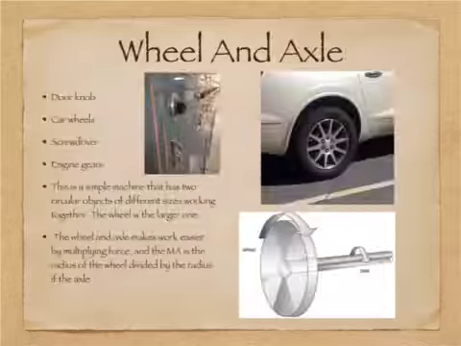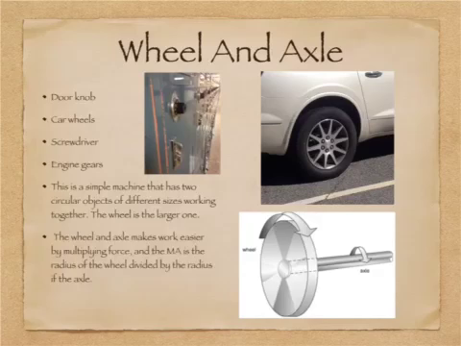Another simple machine is called a wheel and axle. Some of these include a doorknob, car wheels, screwdriver, and engine gears. Like you've suspected, this is a simple machine that has 2 circular objects of different sizes working together. The wheel is the larger. The wheel and axle makes work easier by multiplying force, and the mechanical advantage is the radius of the wheel divided by the radius of the axle.